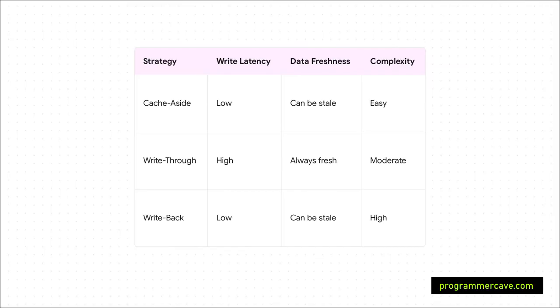It's perfect for things like user profiles on a social media site. Then you have write through. The data is always fresh, but your writes are slower. This is what you'd want for something like a banking transaction system, where consistency is everything. And finally, write back gives you that super low write latency, but it's complex and you risk stale data. You might see this in a high-frequency trading system. The big takeaway here is that there's no single best strategy. It always depends on your use case.